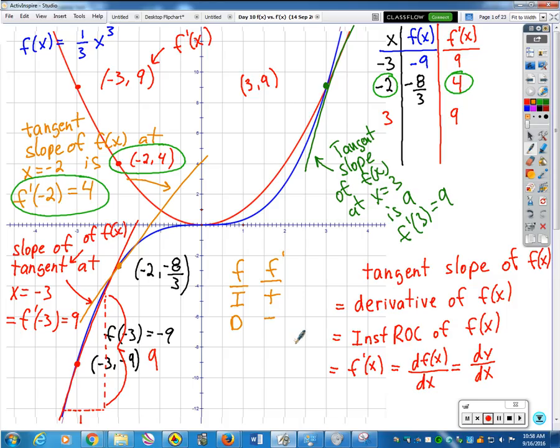Question? The f function. F just means f of x. Yeah, f and f of x mean the same thing. So what about C and CD? Oh, we'll get there in a second. Thank you. Is everybody good to hear?